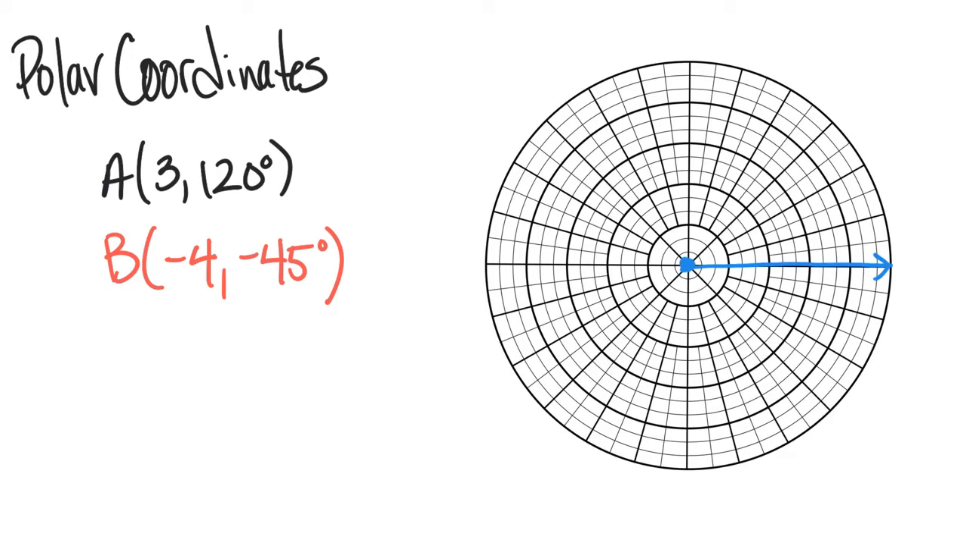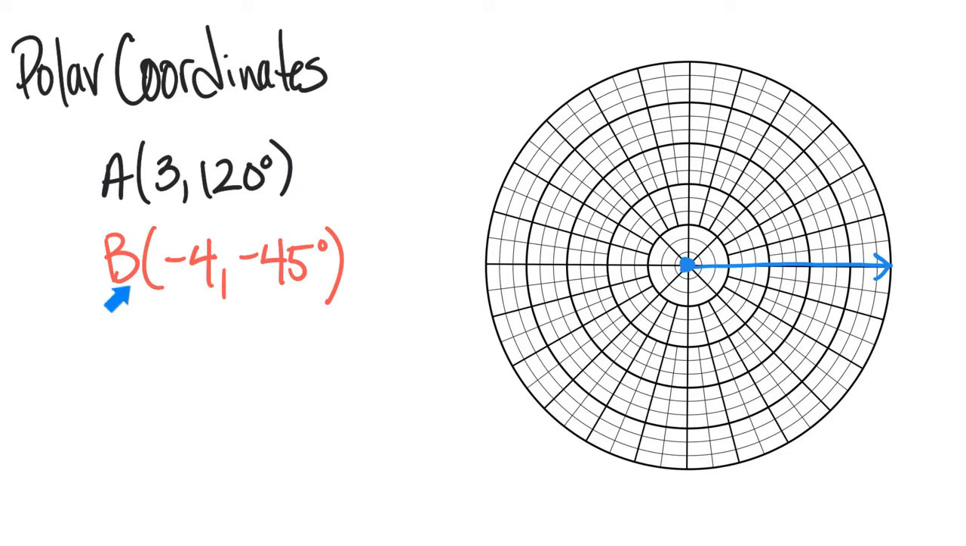Just to look at the points, we have point A, which is a positive radius and a positive angle. Remember, when you're working with the polar plane, positive radii always go out in the direction that the angle is pointing, and positive angles always go counterclockwise.